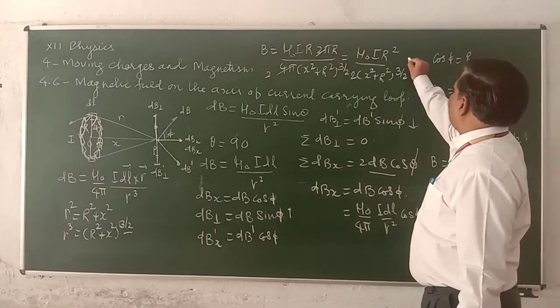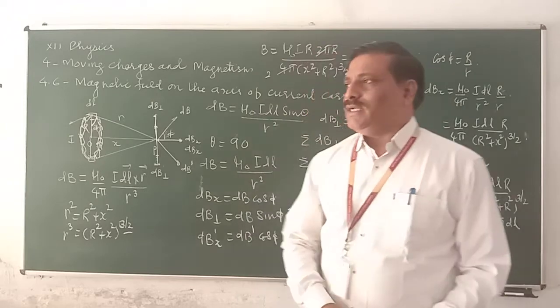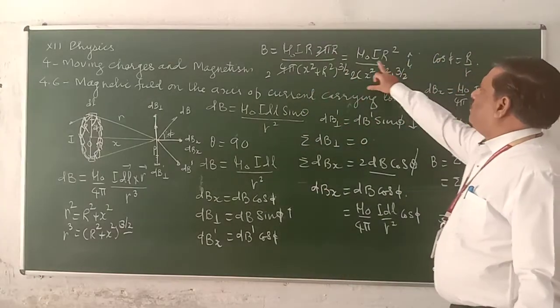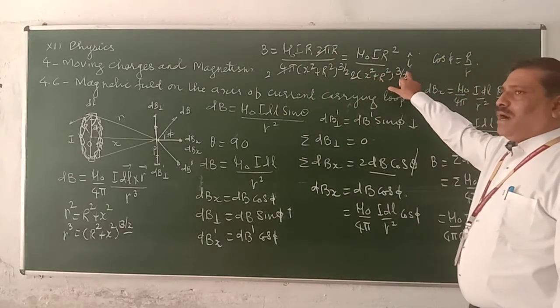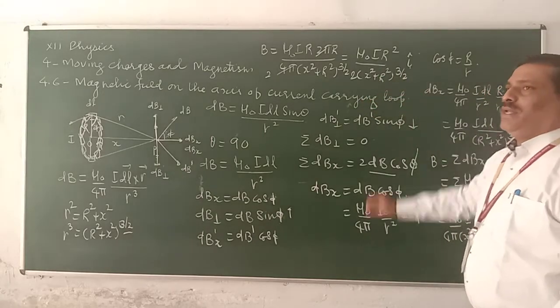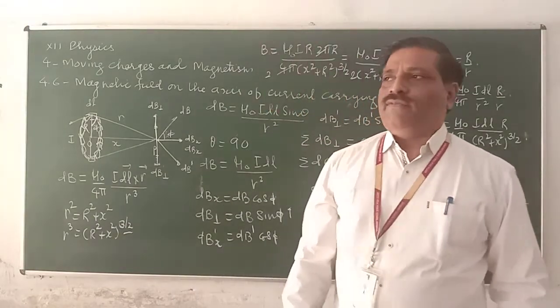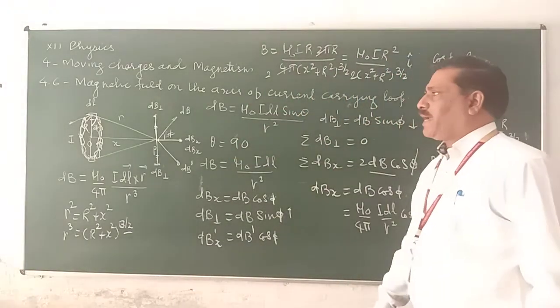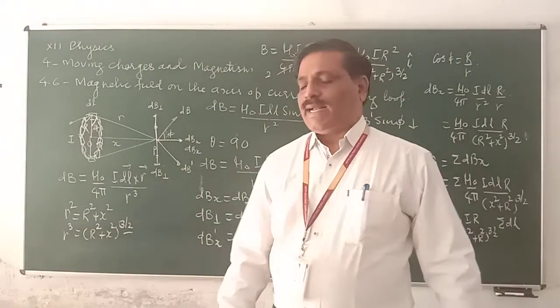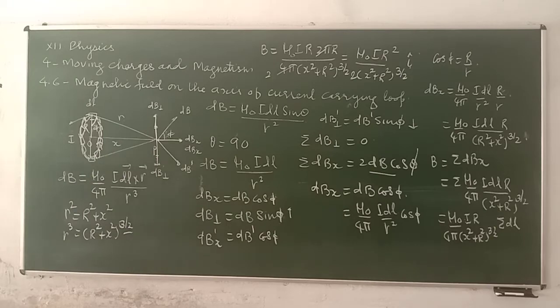As it is in the x direction, it is equal to i cap times mu 0 I r square divided by 2, x square plus r square raised to 3 by 2. This is the magnetic field due to a current carrying coil along its axis point. Now suppose that this one we want to change.